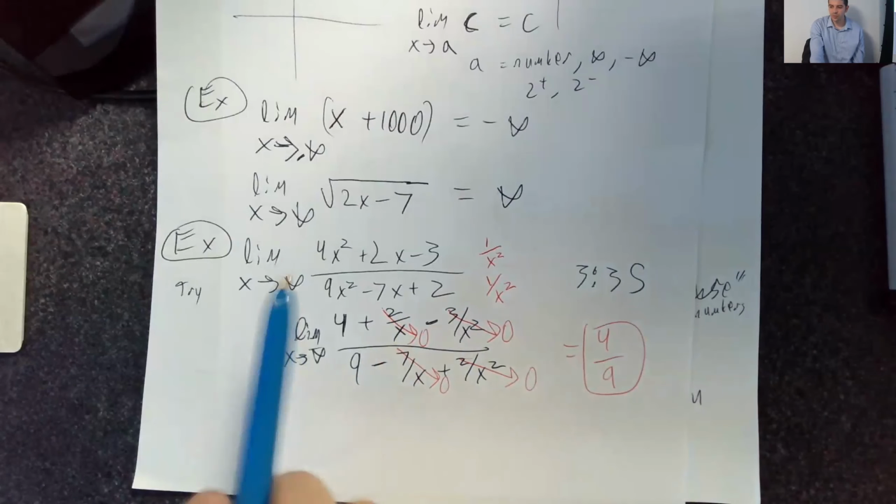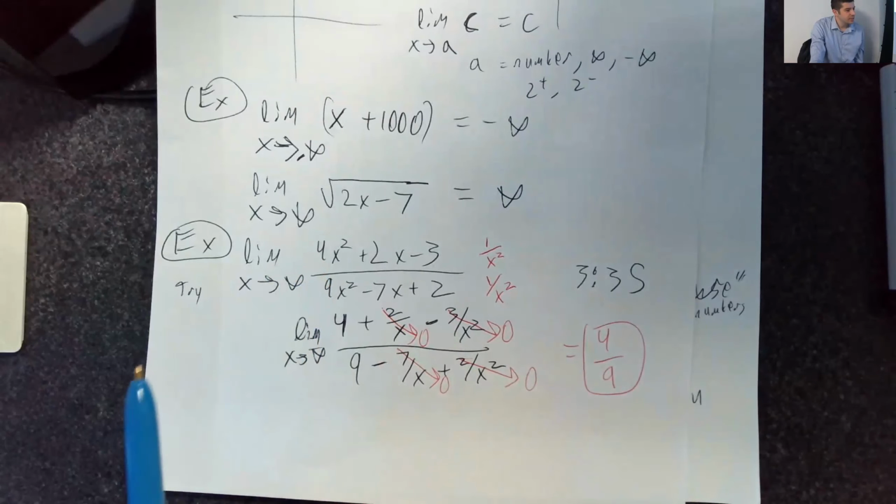Okay. So this is what happens when the numerator and denominator are roughly the same size, right? They're both biggest degree is x squared. That's what happens when they're roughly the same size. Okay, questions on this? You just leave it like that. The answer is 4/9ths.